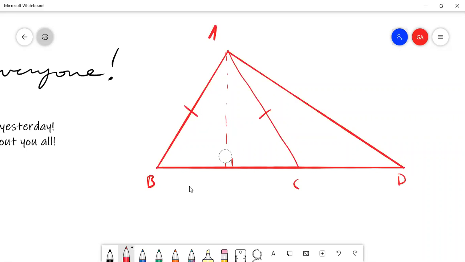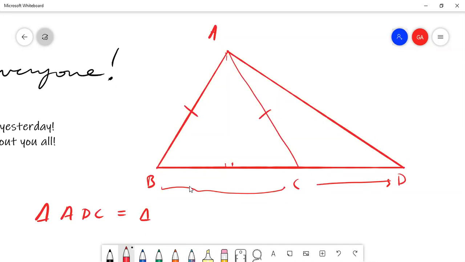So here BC is the base of this isosceles triangle, right? So I'm showing you why SSA doesn't work. BC is the base of this isosceles triangle, and the base has been extended to this point D. It's just some arbitrary point beyond C. And so clearly from this diagram, triangle ADC and triangle ABD are not congruent, right?